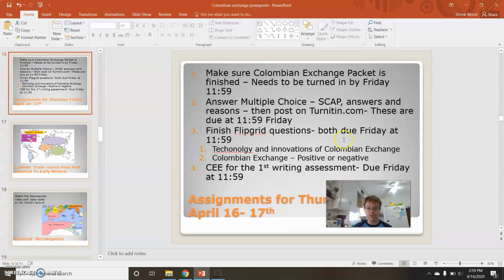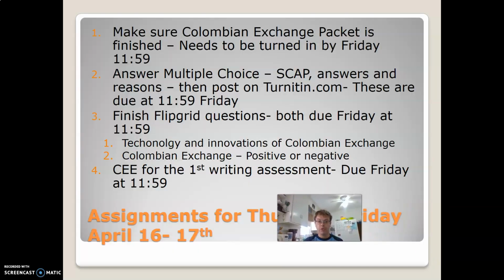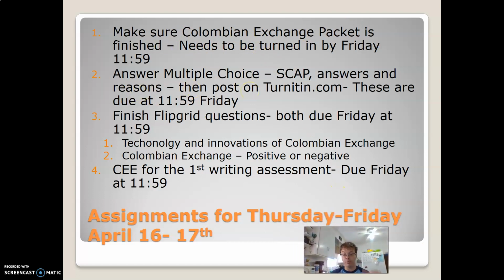So let's look at our checklist here, what we all have, what we need to get done. We have our Columbian Exchange packet, Friday, 11:59. Multiple choice, Friday, 11:59. Many of you have those done already, which is awesome. Then your 2 Flipgrid questions, Friday, 11:59. All right, now let's get into our assessment. And this is the biggie right here.